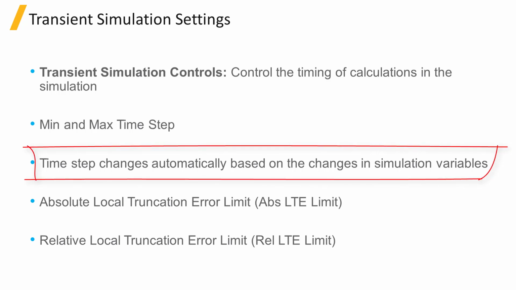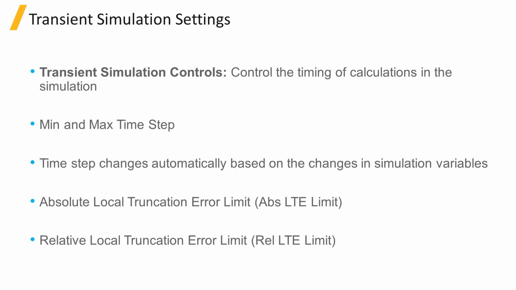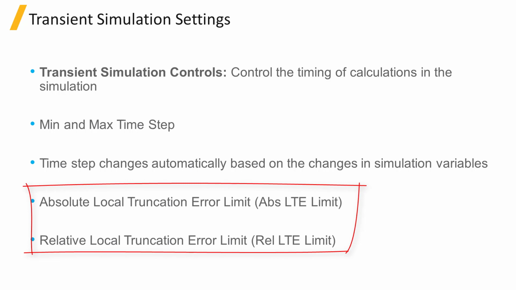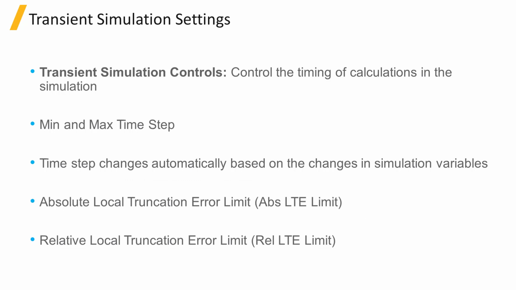However, if the changes in simulation variables are below a certain limit, the solver will increase the time step up to the maximum time step value to make the simulation faster. Absolute LTE limit and relative LTE limit determine the absolute and relative amount of tolerance for change in simulation variables below which the solver will increase the time step. Using larger values for transient simulation controls will make simulation faster at the expense of less accuracy. Larger values will also increase the chance of divergence issues.